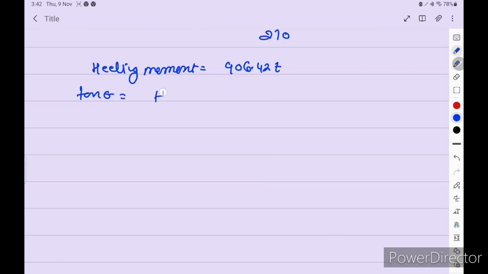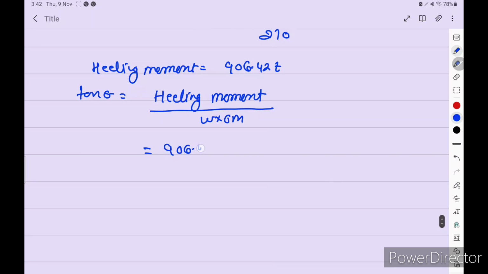Put the value in the formula. Tan theta is equal to heeling moment divided by W into GM. So 906.42 divided by 20800 into 0.9. So theta is equal to 2.77 degree.